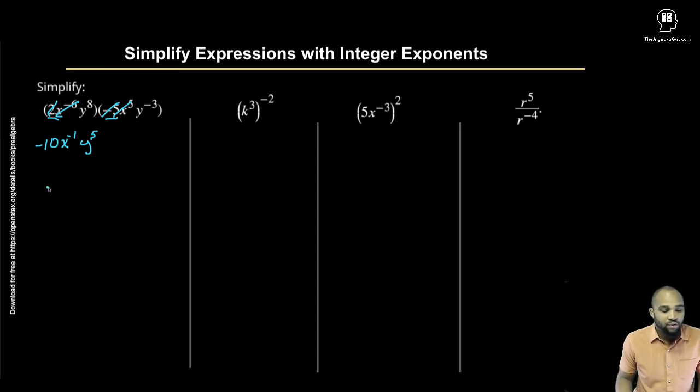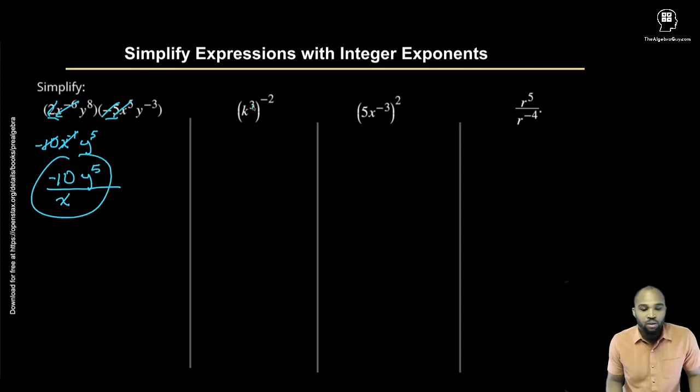So what is this going to look like? I have a negative 10 up top. Let me write a line here. This x is going to go below because it's reciprocal, because that exponent is negative, and y to the 5th stays above because it has a positive exponent. Nothing changes there.